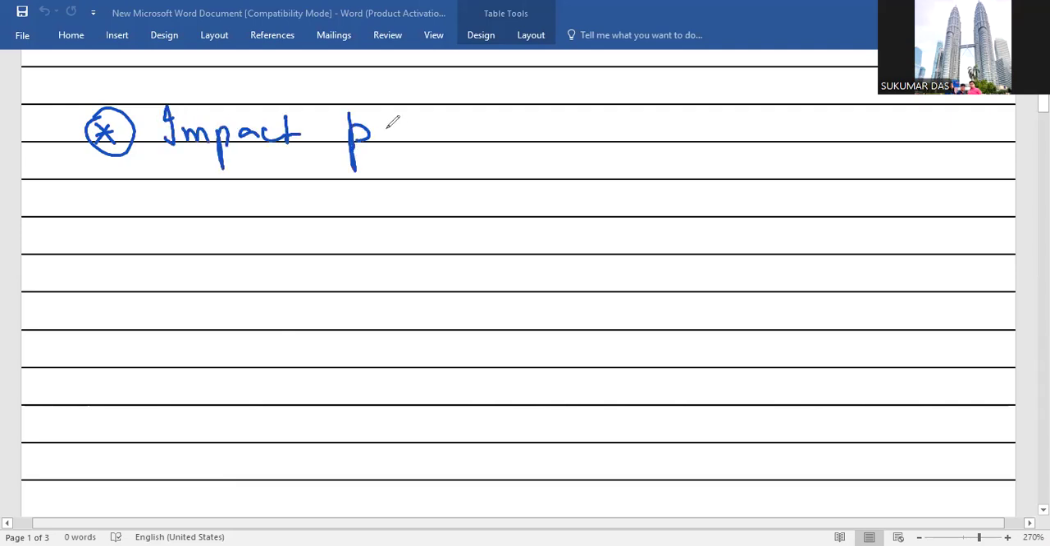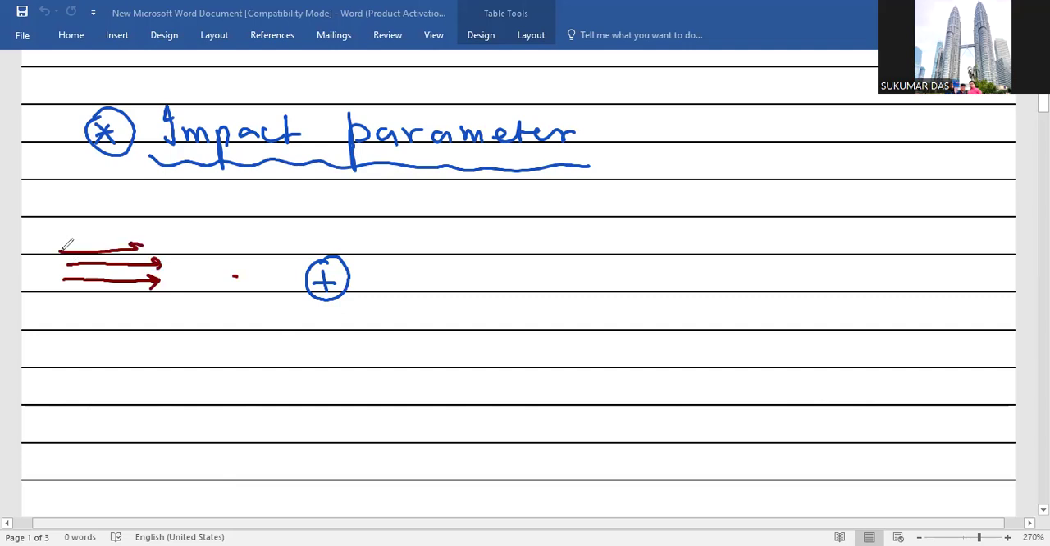Okay. Impact parameter. All these relations have been asked in exams. So impact parameter means, if we take this as the gold nucleus, for example, and we have thrown a beam of alpha particles towards it, a beam of alpha particles towards it. You consider a straight line as a kind of principal line which is passing through this.